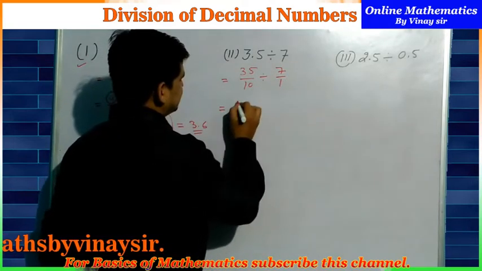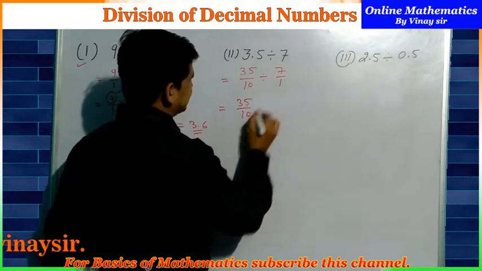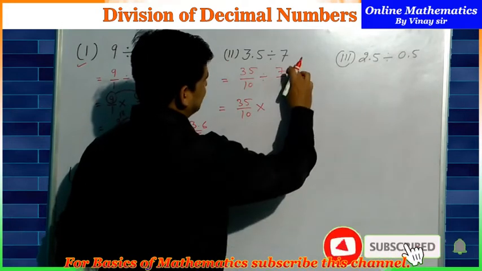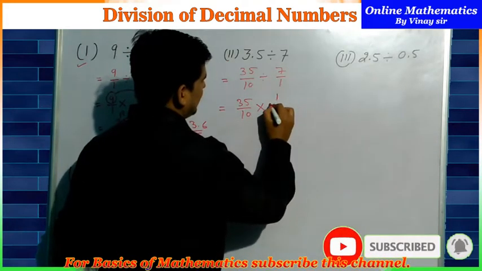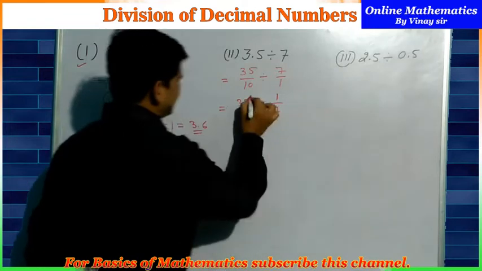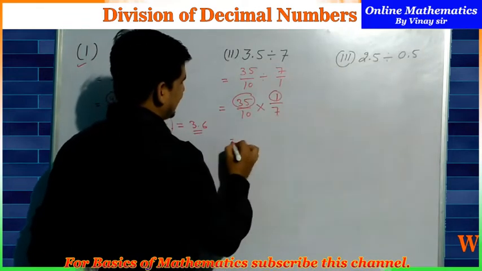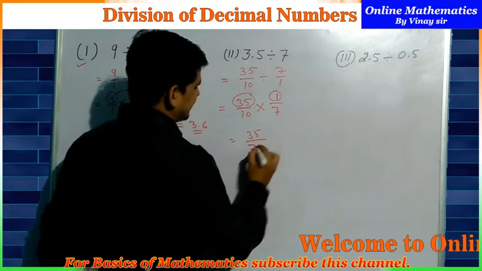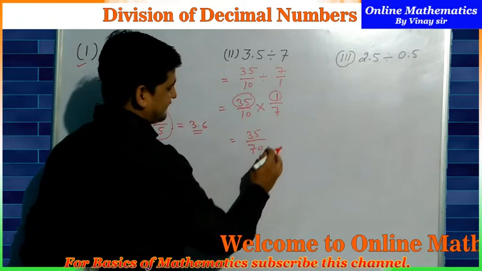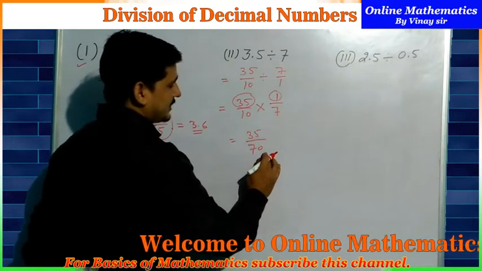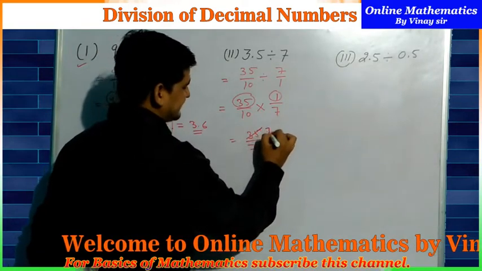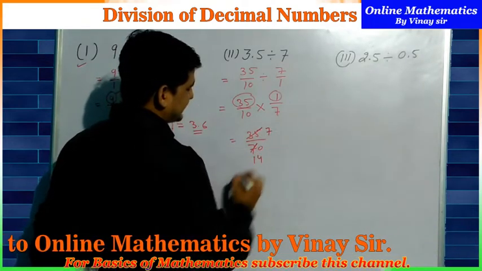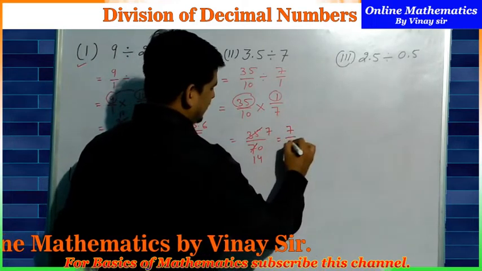Okay, we have to write 35 upon 10 as it is. Division will be changed into multiplication and we have to write the reciprocal of 7 upon 1. It will be 1 upon 7. When we multiply the numerators, we get here 35. When we multiply denominators, we get 70. Now students, you can see 35 and 70 both numbers are divisible by 5. So 5 7s are 35, 5 1s are 5 and 5 4s are 20. So now it is 7 upon 14.